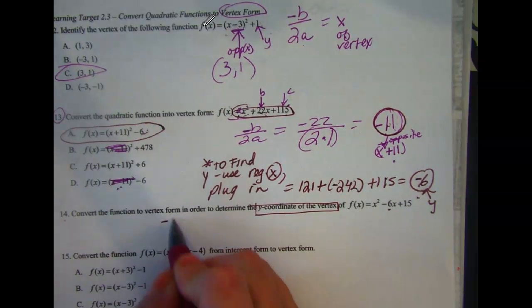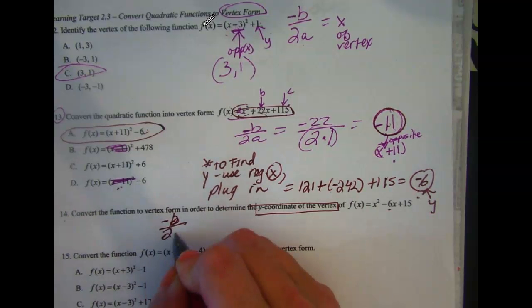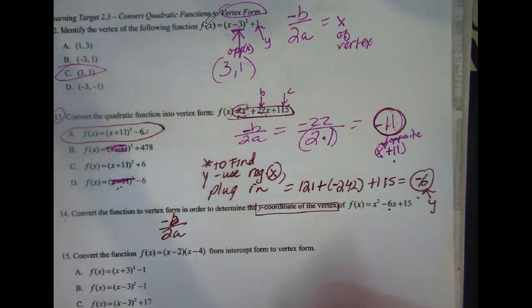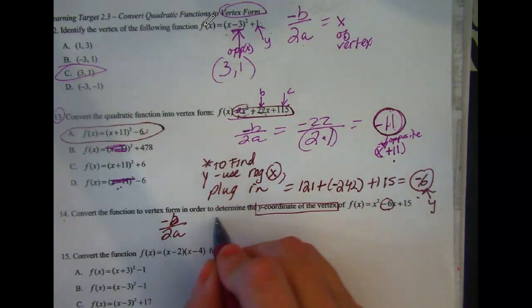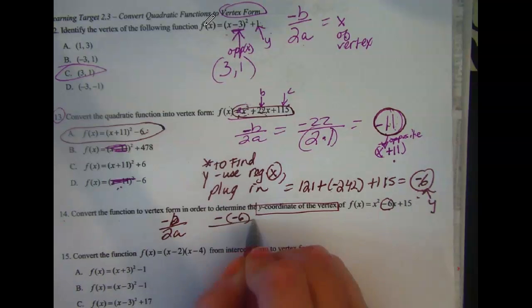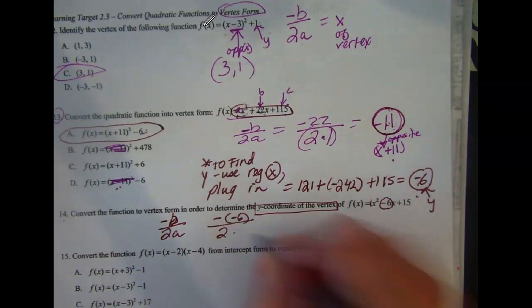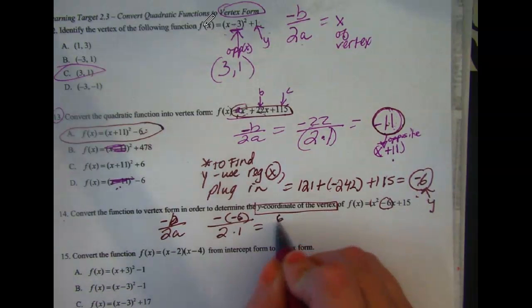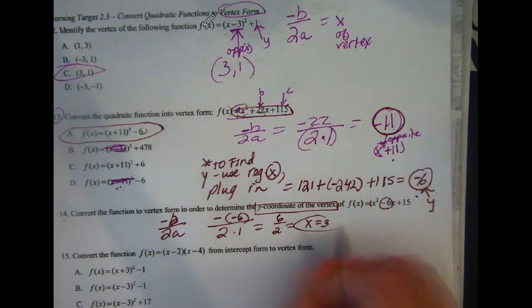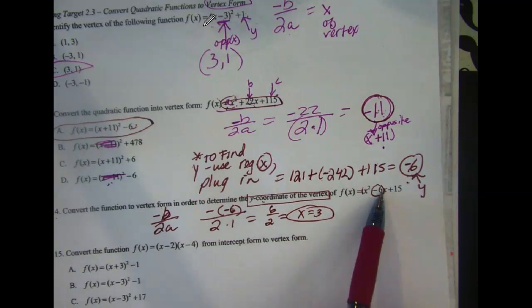So negative b over 2 times a. Okay? Our b is -6. So we just do -6 all over 2 times a. Well, a is just like the number 1. So then it just becomes -6 over 2. So x equals 3. It wants to know the y coordinate, so we have to plug that back into here.